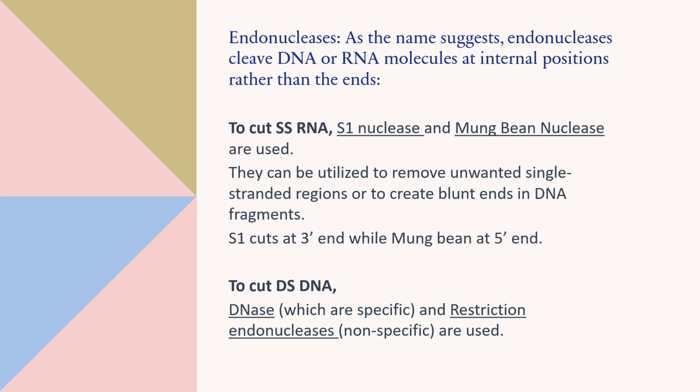To cut single-stranded RNA, S1 nuclease and mung bean nuclease are used. They can be utilized to remove unwanted single-stranded regions to create blunt ends in DNA fragments. S1 cuts at 3' end while mung bean at 5' end. To cut double-stranded DNA, DNases, which are specific, and restriction endonucleases, which are non-specific, are used.